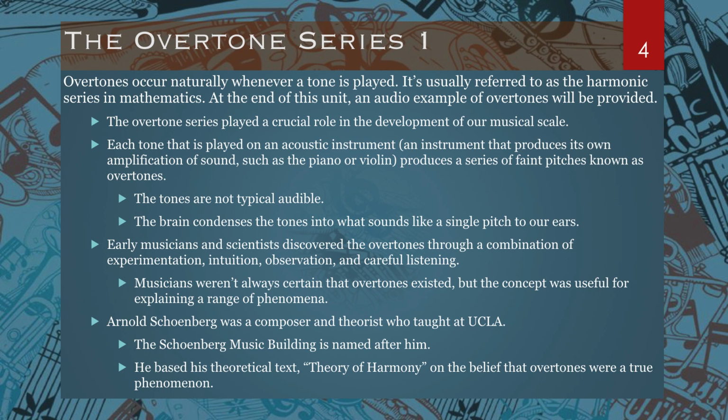But whenever you play a tone on an acoustic instrument, a series of faint pitches known as overtones are also heard. And generally, because the fundamental tone, the note that you're actually hearing, is so powerful, you're not going to hear these fainter pitches. They reverberate at a much softer volume, so they're very difficult to hear. But there are some things you can do, especially on the piano, to make these overtones audible.